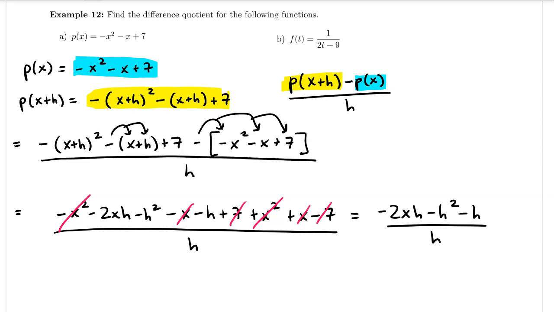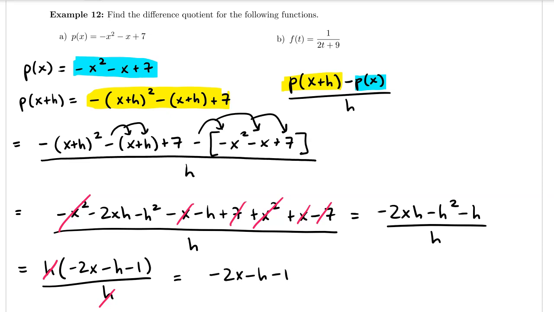So every term has an h in the numerator. I'm going to factor out an h in the numerator. That's going to leave us with negative 2x minus h minus 1 all over h. Now these h's will divide out, and we are left with negative 2x minus h minus 1. And there's our final answer for part A.